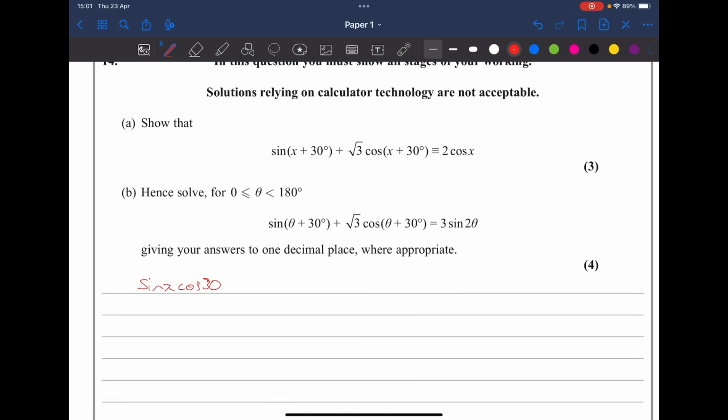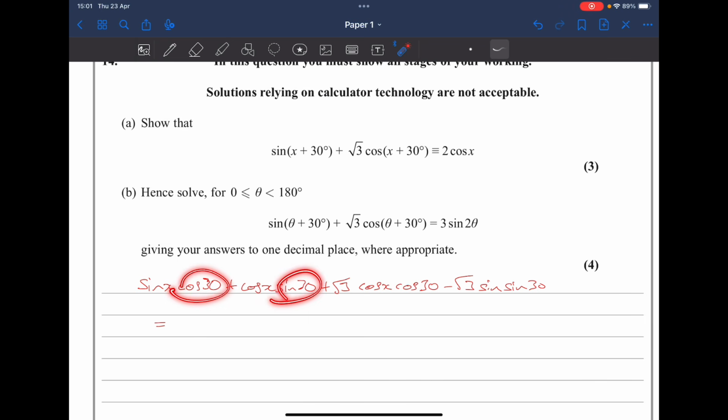cos of 30 plus cos of x sine of 30, and then plus root 3 lots of cos x cos 30, take away root 3 lots of sine x sine 30. Let's get some of these numbers then. All the stuff with the 30s, we can work out what they are. All the cos 30s are root 3 on 2. So this is going to be root 3 on 2 sine x. And all the sine 30s are a half. It's half of cos x.